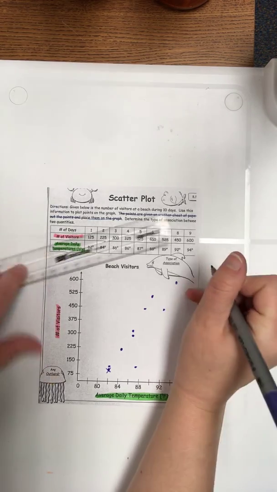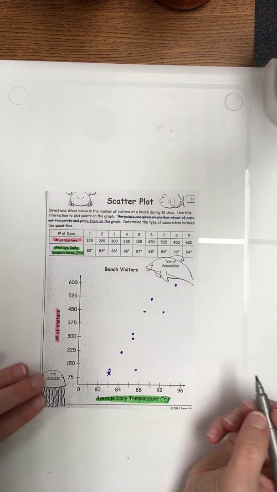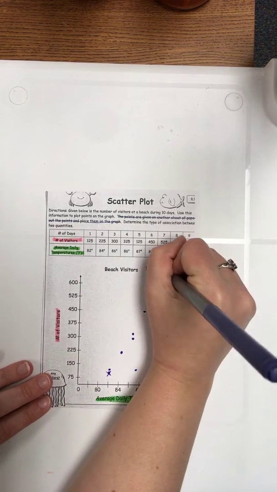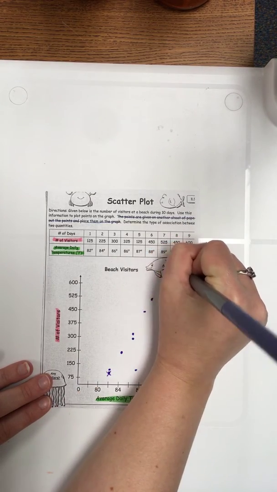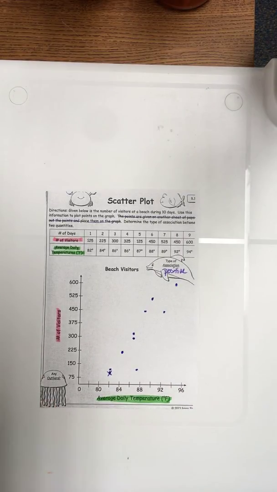Okay, so again, what kind of correlation do we have here? Positive, negative, or no correlation? It's moving up. The hotter it gets outside, the more visitors that come to the beach. So there is a positive correlation. Now the question says, are there any outliers? Remember, your outlier is the information that lies outside your data.